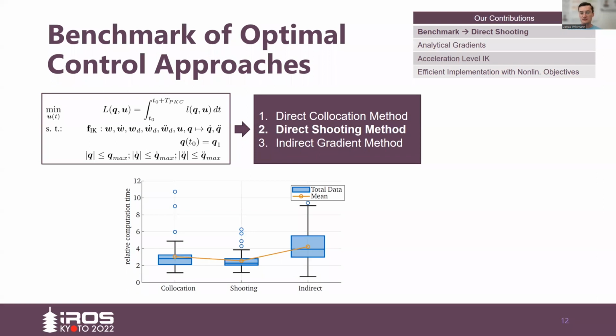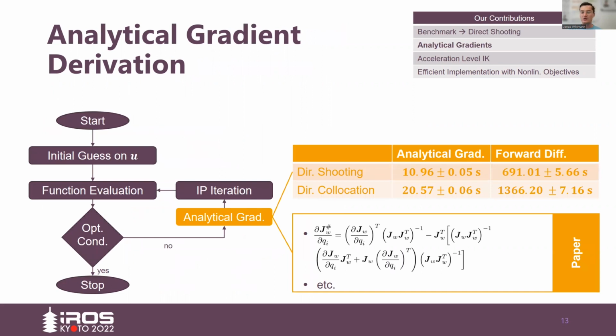We benchmarked different methods to solve the MPC: a direct collocation, a direct shooting, and an indirect gradient method. We did the benchmark with 50 randomly sampled point-to-point motions. The direct shooting method has the lowest relative computation time of 2.6 and was thus chosen for the implementation of the PKC. We derived the analytical gradient information for the optimization problem, which is input to the interior point solver that we used.